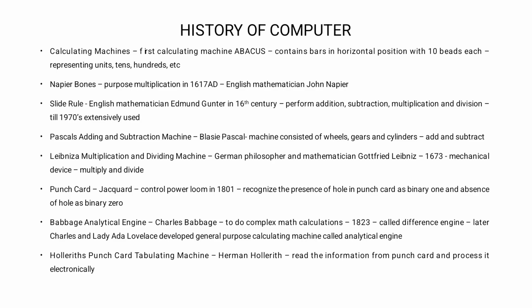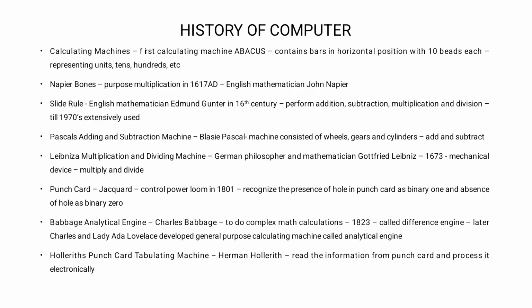Fifth one, Leibniz multiplication and dividing machine. It was developed by Gottfried Leibniz in 1673. It is a mechanical device. It is used only for multiplication and division purposes. Next one, punch card. It controlled the power loom in 1801. It recognizes the presence of a hole in the punch card as binary 1 and the absence of a hole as binary 0.